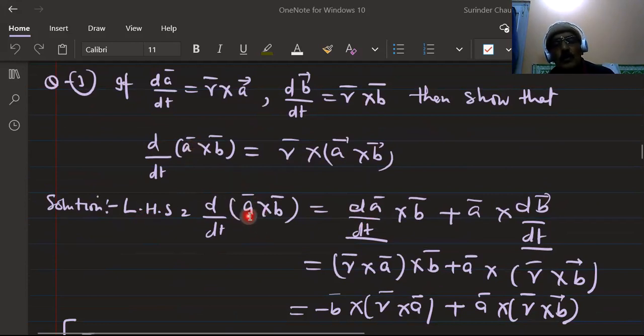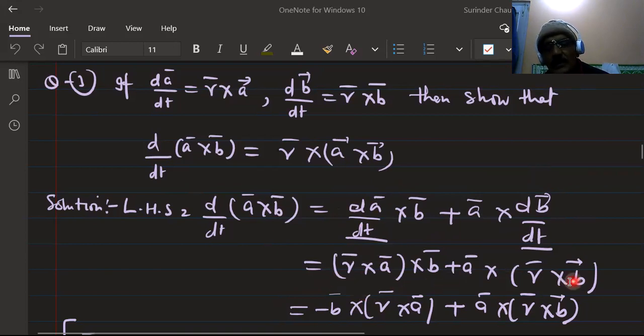The differential of the product we have proved in the beginning of the chapter. The derivative d/dt of a cross b vector is equal to the derivative of the first function cross the second, plus the first function cross the derivative of the second. Now substitute the derivative of a and the derivative of b in this.